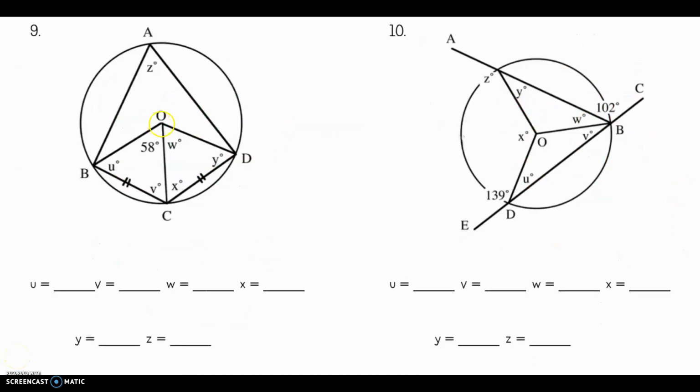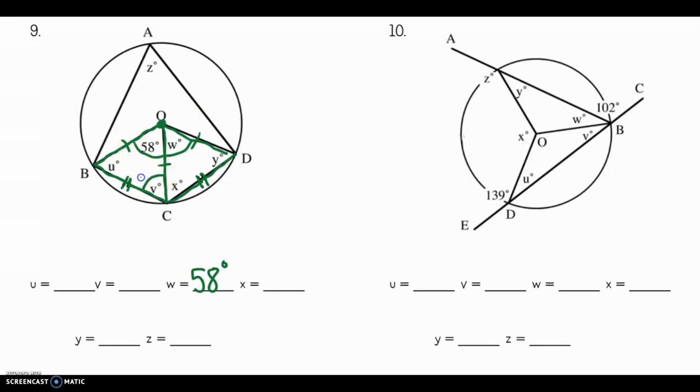Okay, in 9, if this is the centre of the circle, then any line from the centre to edge is a radius. So that's a radius, that's a radius, and that's a radius. So the lengths are all the same size. Also notice I tell you that this side with the two lines is the same as this side with the two lines. That means the triangles are basically the same. So W here must be 58 degrees.